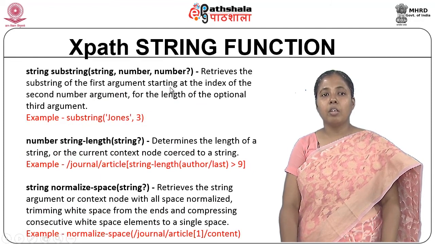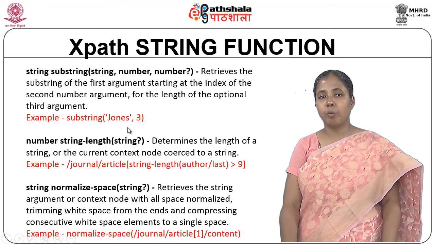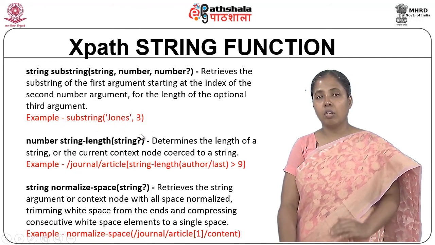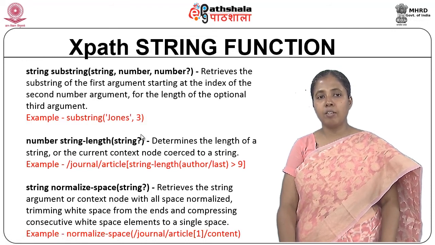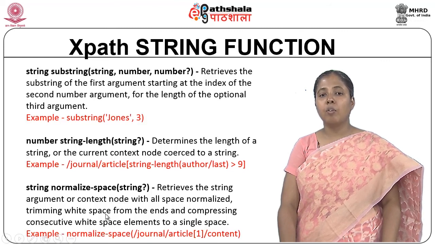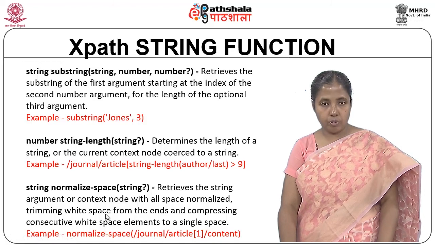And then there is the substring function, which retrieves the substring of the first argument starting with the index of the second. Here the first argument is given as Jones. So starting with index 3, the rest of the string till the end would be returned by this method. String-length determines the length of the string or the current context node coerced to a string. And there is a method called normalize-space, which retrieves the string with all space normalized.